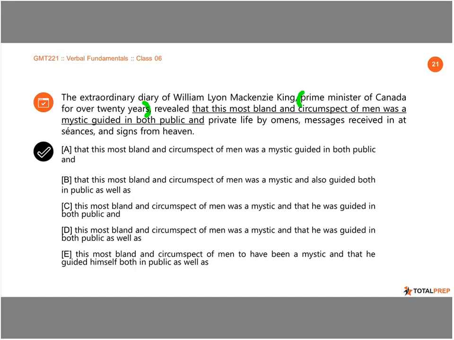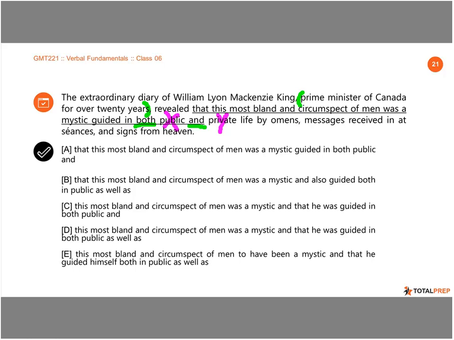Revealed that this most bland and circumspect of men was a mystic guided in both public and private. So you can make something like this: both X and Y. That's another idiom. Okay, so that's why this is the correct sentence.